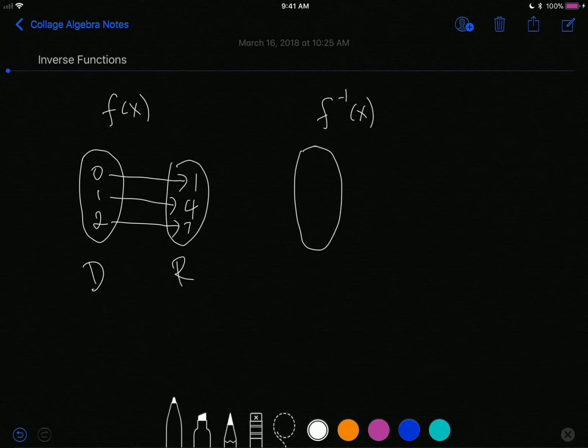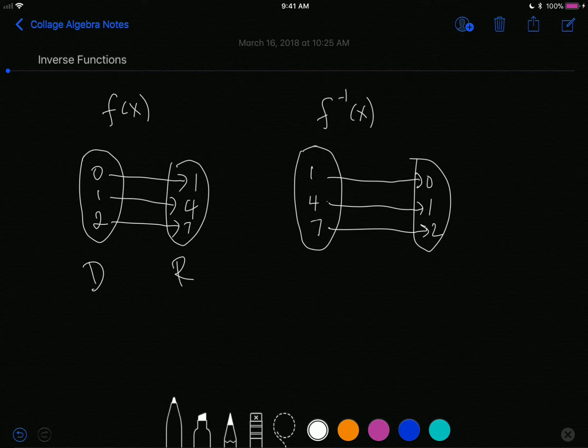So right here, if I take the number 1 and I plug it into the inverse function, the result I will get is 0. If I take the number 4 and I plug it into the inverse function, the result I will get is 1. If I pick the number 7 and I plug that into the inverse function, I will get the answer of 2.